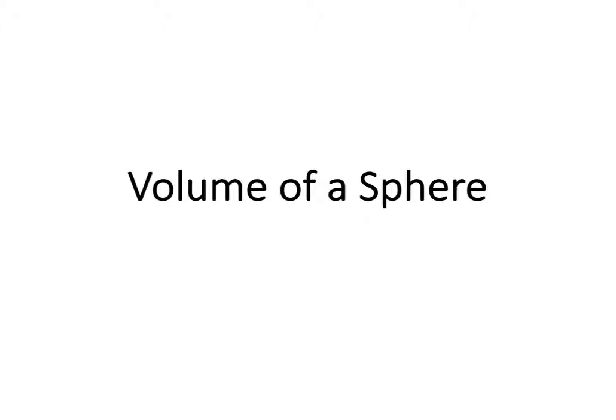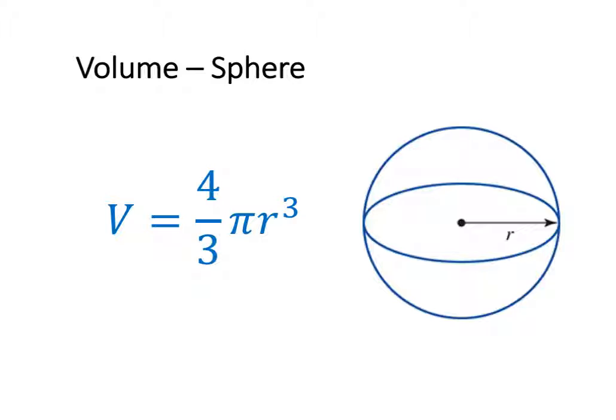In this video, we're going to have a look at how to calculate the volume of a sphere. Now the formula to use when we're calculating the volume of a sphere is volume is equal to 4/3 of pi r cubed.